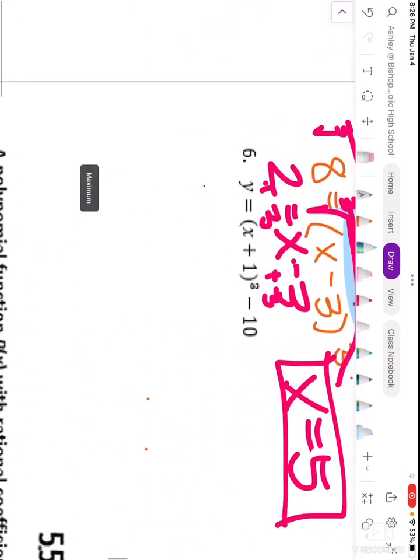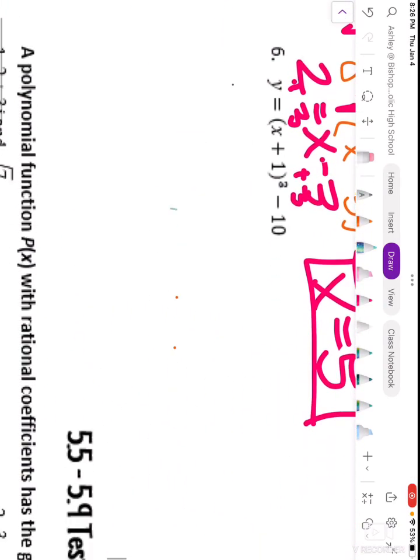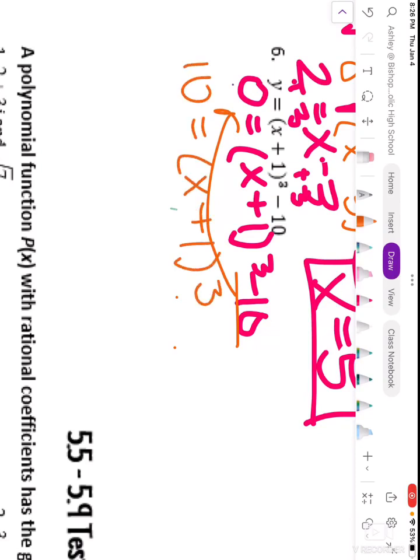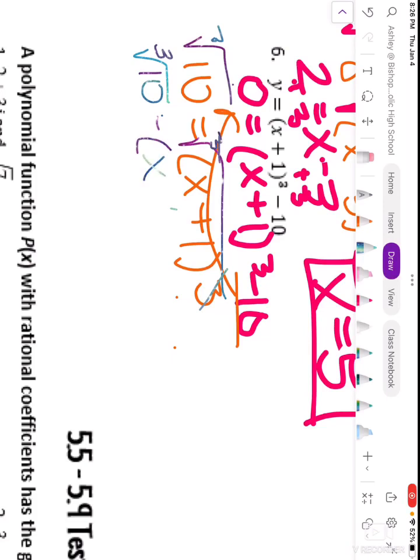Number 6, same thing, changing y to 0. We will add this 10 over first. And then we will cube root it to get rid of the cubed. There is no perfect cube root of 10, so I'm just going to leave that as the cube root of 10. This cancels that, so then we have the cube root of 10 equals x plus 1.